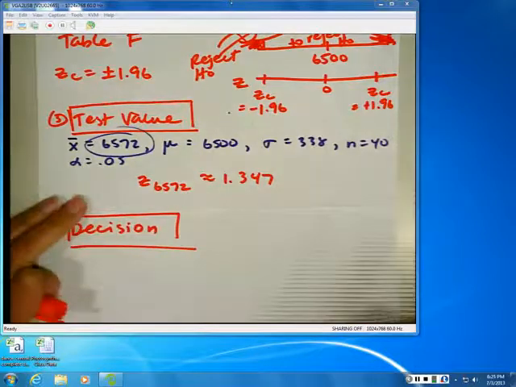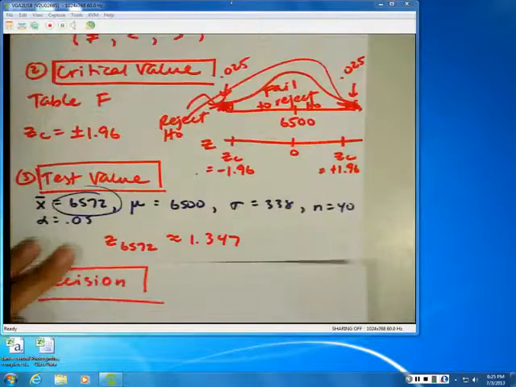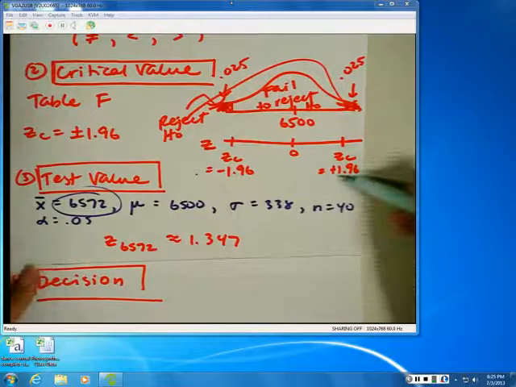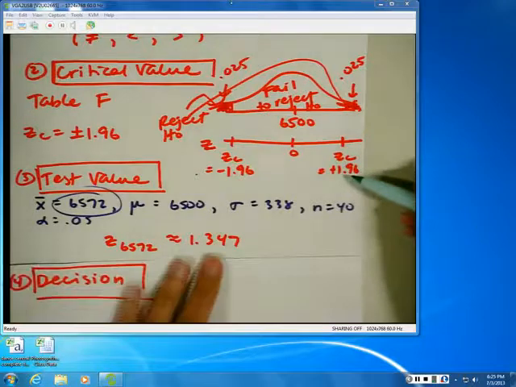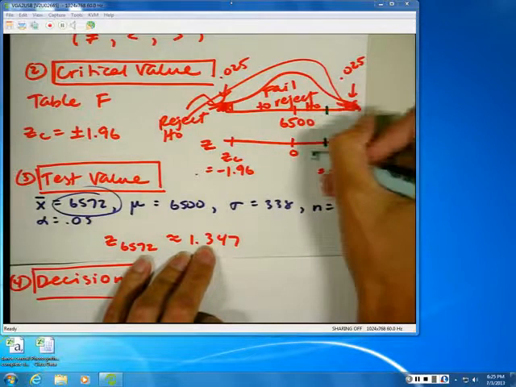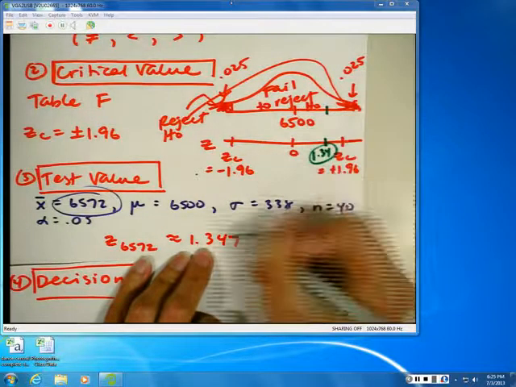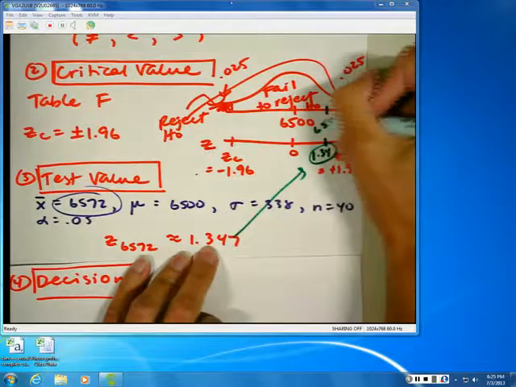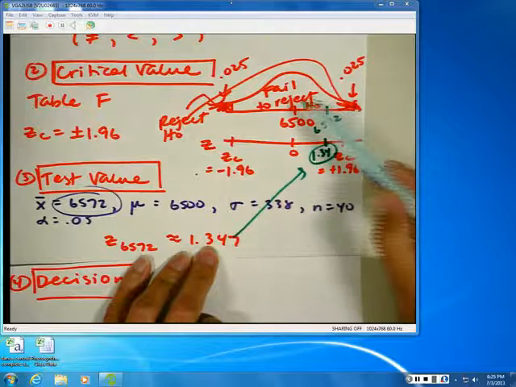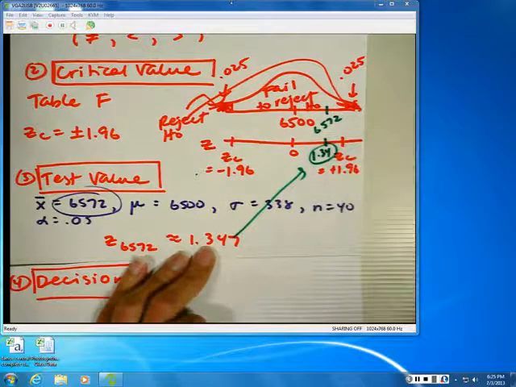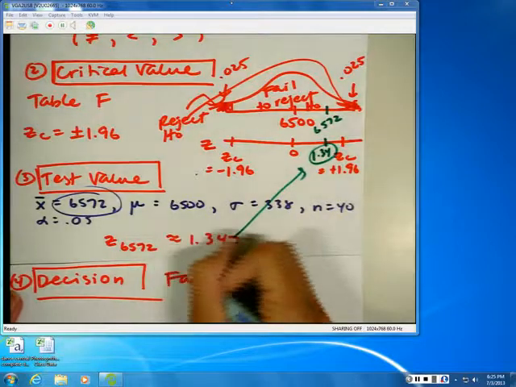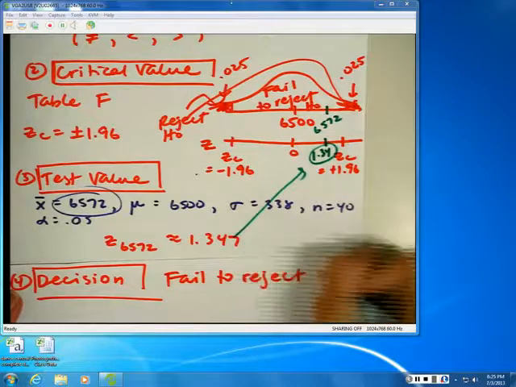So if I take a look at my test value and my normal curve here, which is getting messy in a hurry, my cutoffs were at 1.96. I found that 6572 was at 1.34. That's where 6572 lives. I didn't make it into the rejection region. I'm in the fail to reject region. My z-score wasn't big enough. So my decision is to fail to reject the null hypothesis.